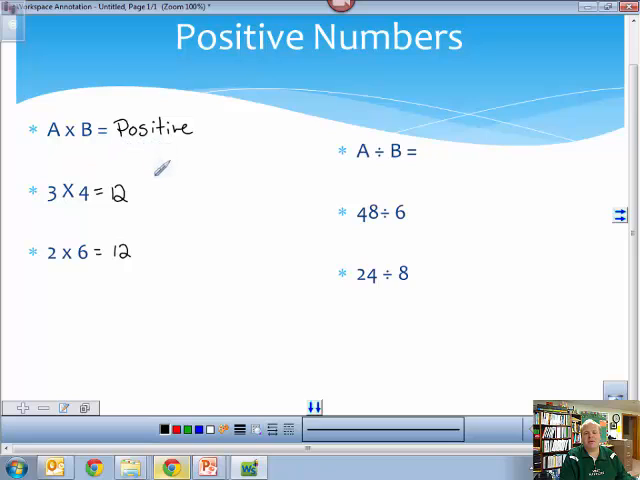Well, if it works the same way for multiplication, let's look at division. A positive divided by a positive, my answer is also going to be a positive. Okay? 48 divided by 6 is 8. Okay? 24 divided by 8 is 3, and they're both positive. This is nothing different than what you've already done when we've talked about positive and negative numbers, and as far as multiplying and dividing so far. Now, if we're looking at positive numbers, the next slide is going to show us negative numbers. So let's go ahead and see what happens when we deal with negative numbers.